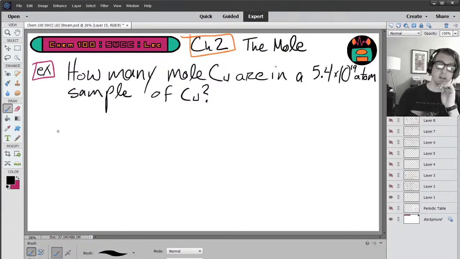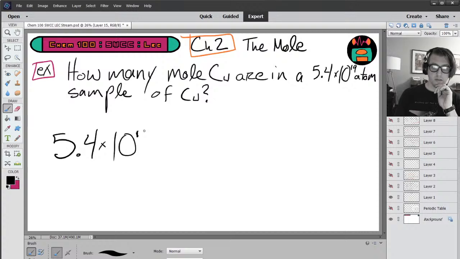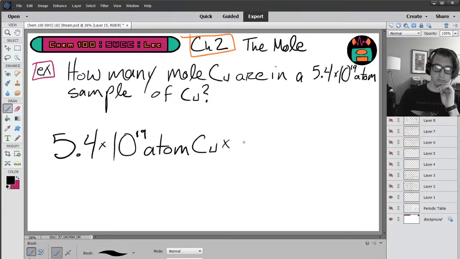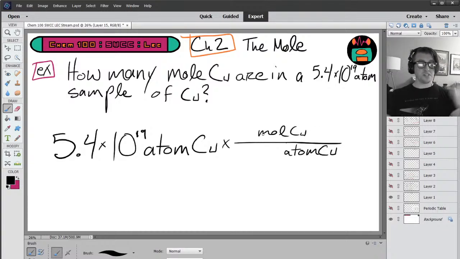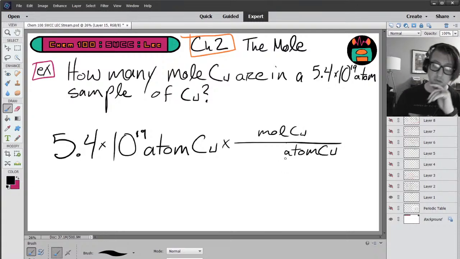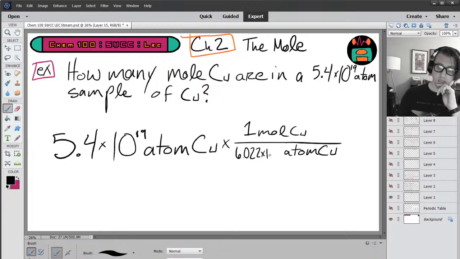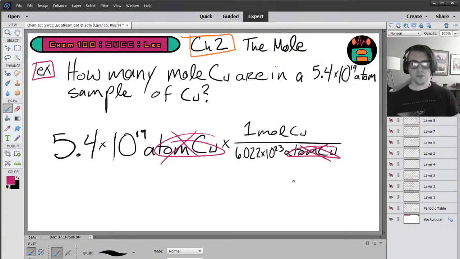This is another unit conversion, all right? So we take our 5.4 times 10 to the 19th atoms. And we want to convert between atoms of copper and moles. First, I focus on placing my units. I want atoms to cancel. They go in the denominator. I want to be left with moles. They go in the numerator. And now I add my numbers. 1 mole is 6.022 times 10 to the 23rd atoms. Atoms cancel. And I'm left with some numbers to crunch.